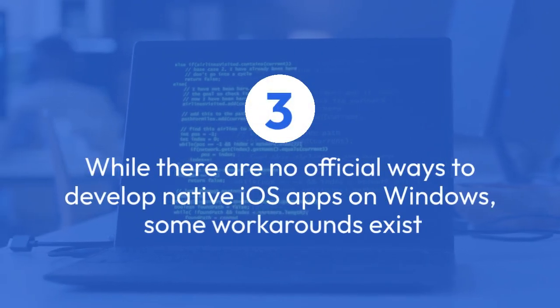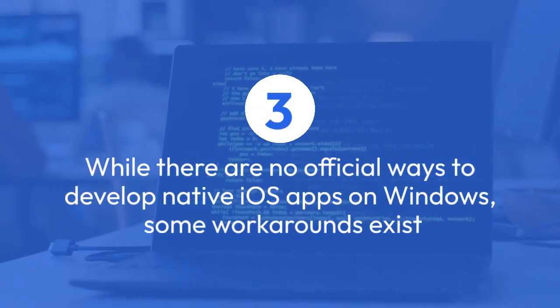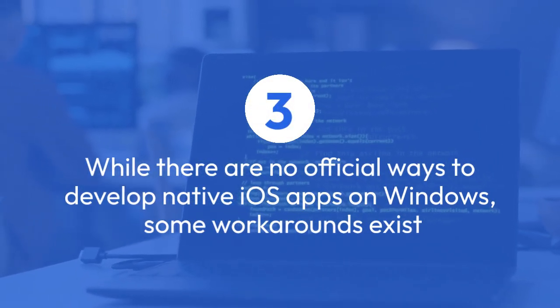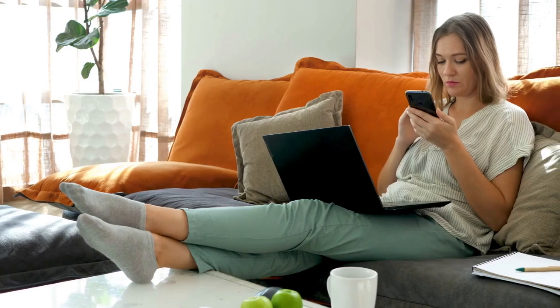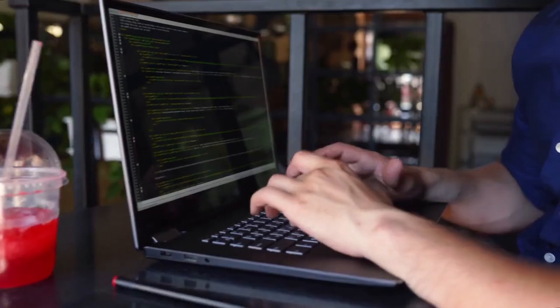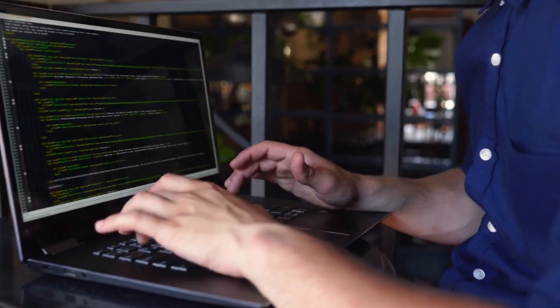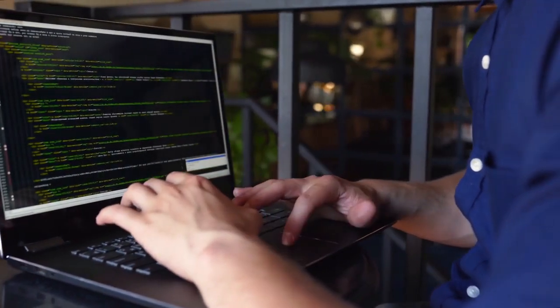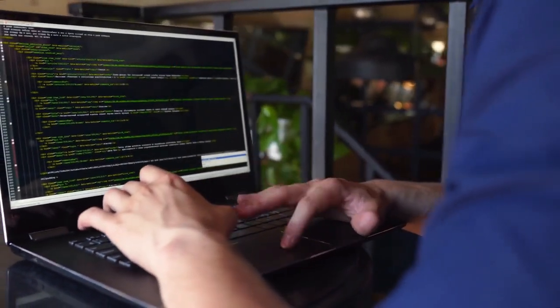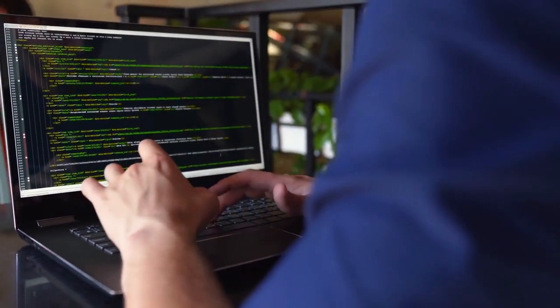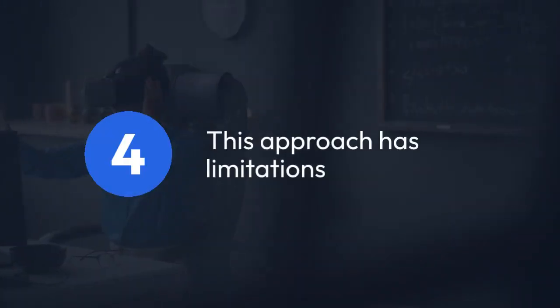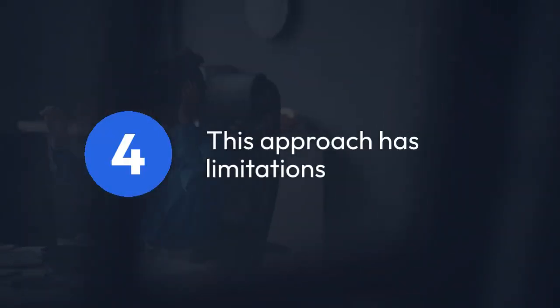3. While there are no official ways to develop native iOS apps on Windows, some workarounds exist, though they are cumbersome and often unreliable. These methods usually involve using virtualization software like Parallels Desktop or VMware Fusion to run a virtual macOS instance on your Windows machine. 4. However, this approach has limitations.